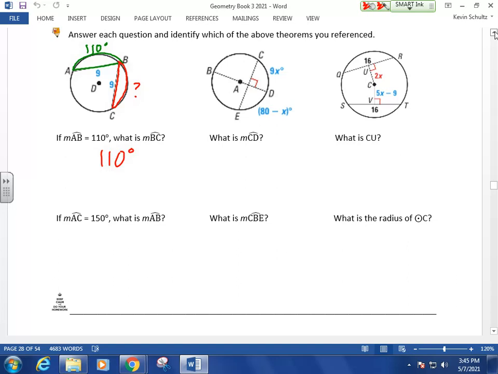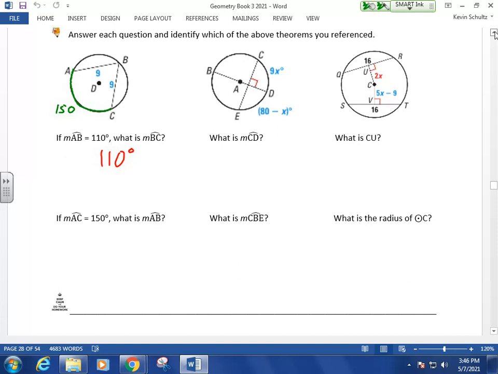Okay, let's look at one a little more challenging perhaps, the one below it. If the measure of arc AC is 150, what is AB? Well, in this case, we're given arc AC is 150. No information about arcs AB or BC, yet we are supposed to solve for the measure of arc AB.